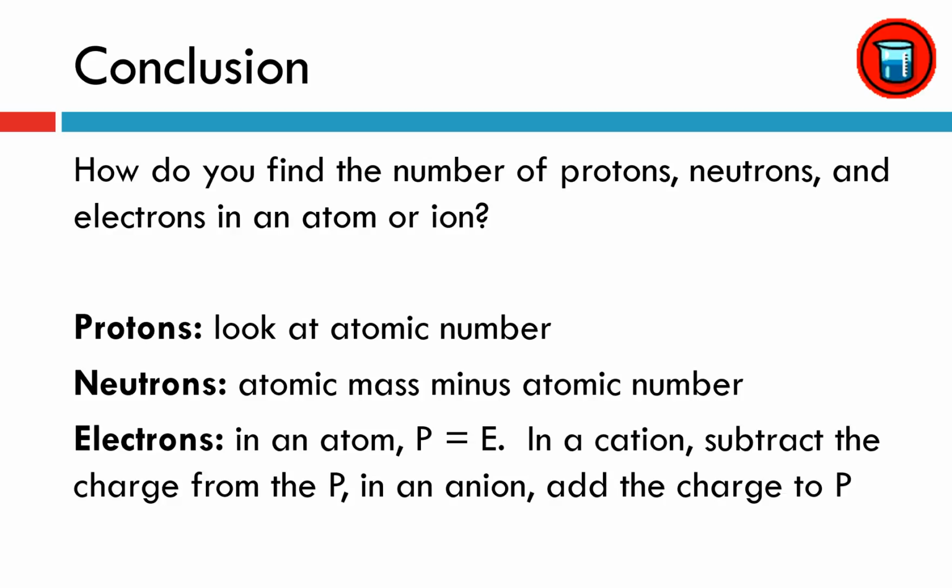Electrons are a little bit more complicated. If you're working with an atom, atoms are neutral, so number of protons will equal number of electrons. Ions, it's more complicated. If you've got a cation, remember a positively charged ion, you're going to take the number of protons and subtract the charge from it. Cations have lost electrons. If you've got an anion, or a negatively charged ion, you're going to take the charge and add it to the number of protons, because now the electrons should outnumber the protons.